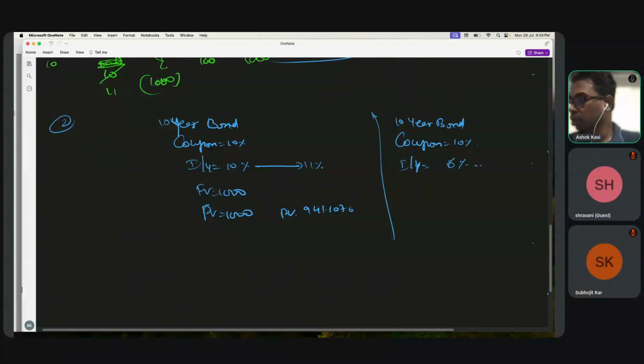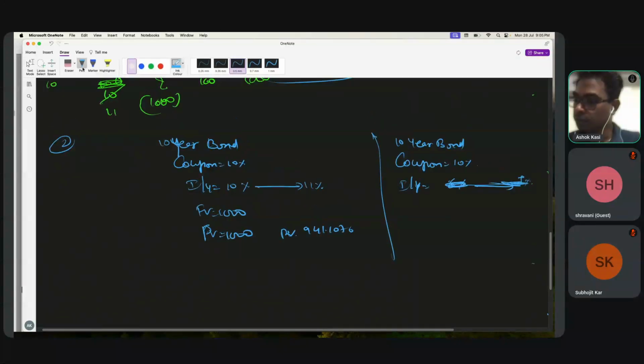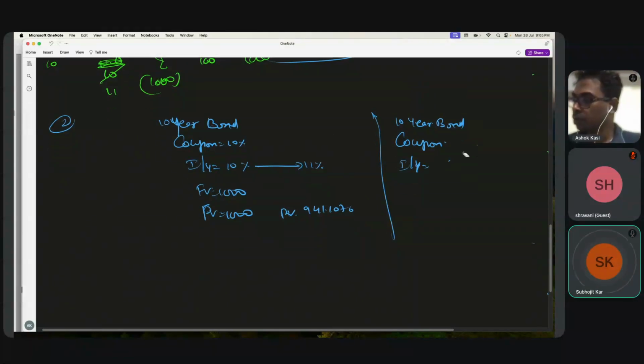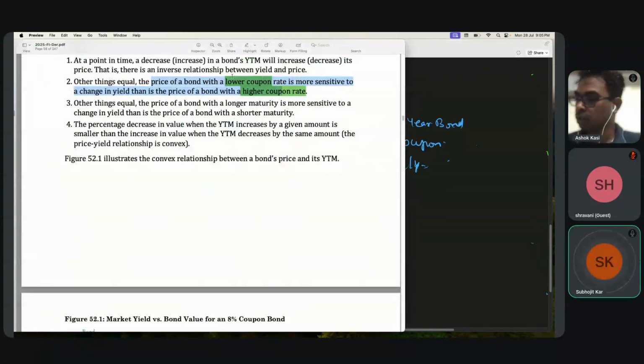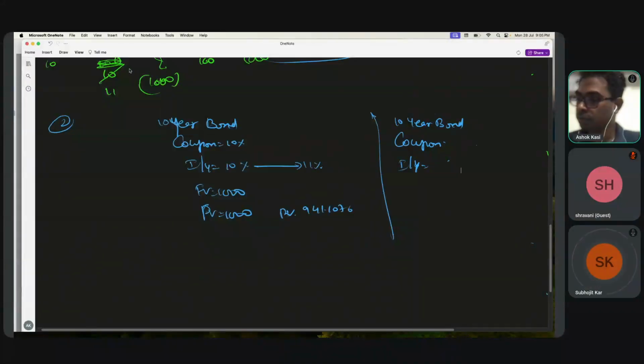And now interest rate is going up by 1 percentage. So this will become, no, lower coupon, right? Sorry. Coupon, I'm supposed to change. Here coupon would be higher, right? So 10 is the coupon in the first one, and here the coupon will be lower. See, higher and lower coupon, that is the question. Okay. Higher and lower coupon.